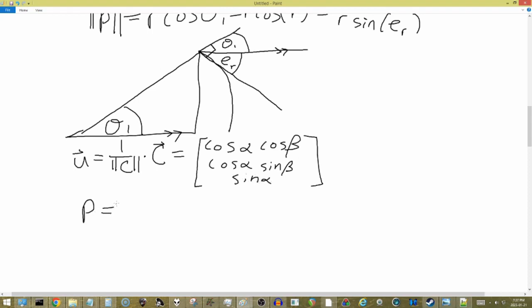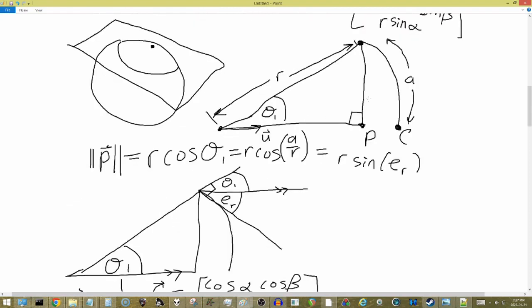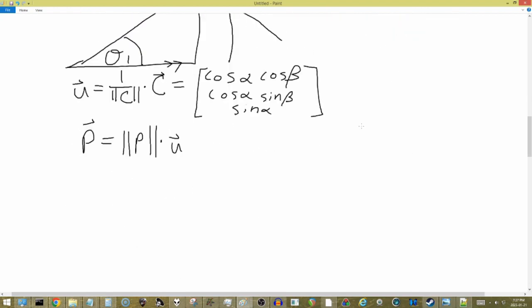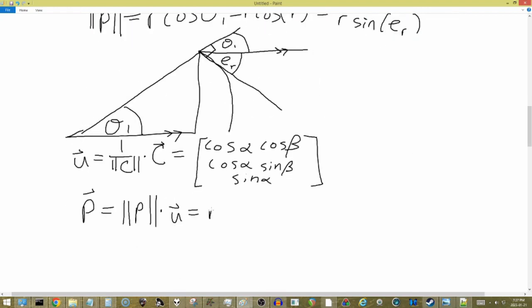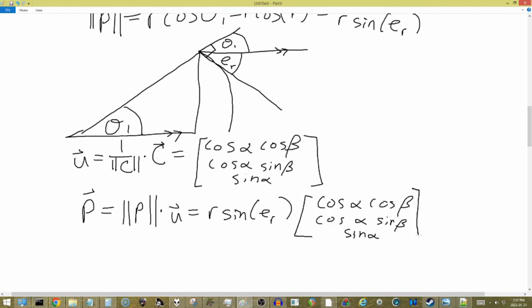P equals the vector P, or the point P, whatever you want to think about it, equals the magnitude of P times u, because remember P is in the direction of the unit vector. The unit vector u points towards P. So the magnitude is r sine of the elevation angle, and u is just equal to that there. So, alright, now we've got the point P.